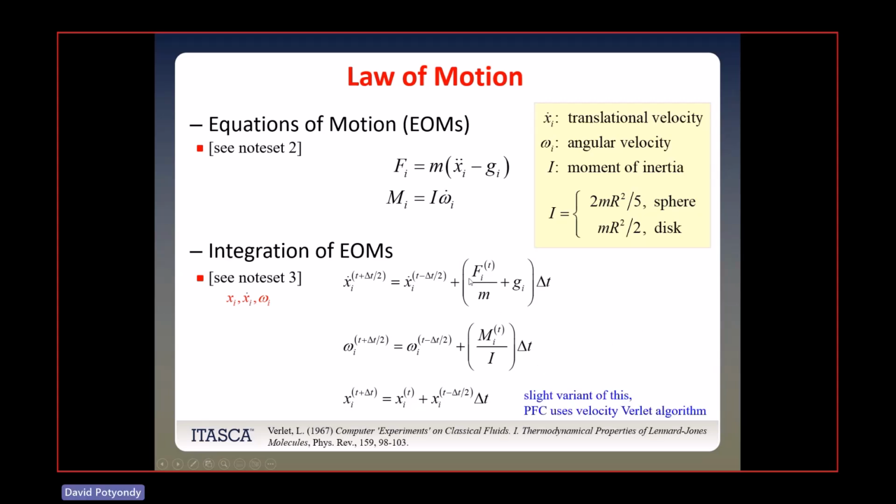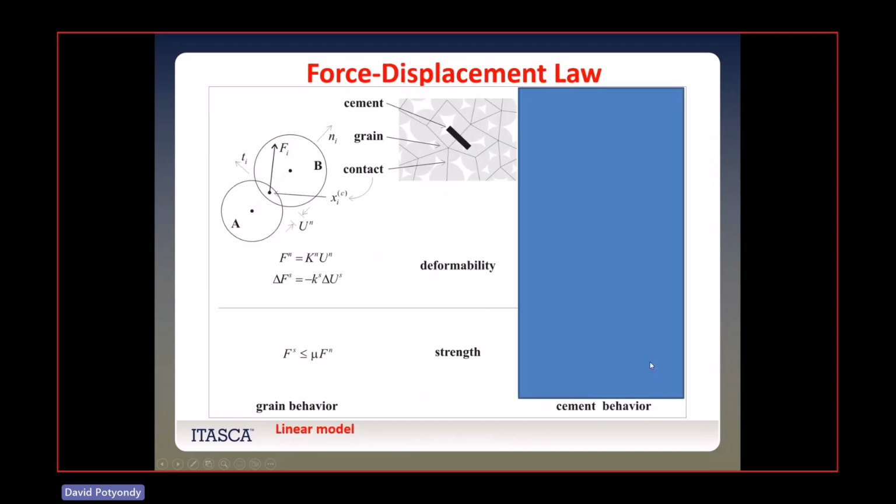These equations, as shown here, are not exactly what's done in PFC. There's a slightly different algorithm that basically rewrites these equations a little bit differently, and it's called the velocity-Verlet algorithm. And you can read about that if you want. It was originally created by Verlet in '67, and that's actually what we use in PFC, and it's also described in the documentation if you really want to know at that detailed level.